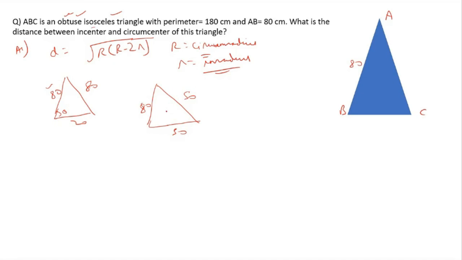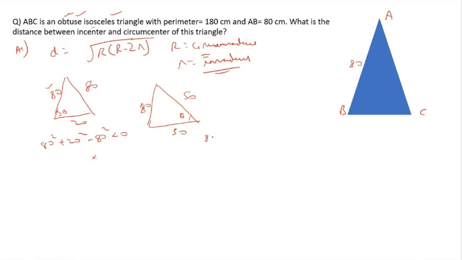So in this triangle we check this angle. For this angle, if we write the cosine rule, 80 square plus 20 square minus 80 square should be less than 0, which is clearly not true. So this triangle is not obtuse. 80 square plus 20 square minus 80 square is not less than 0.